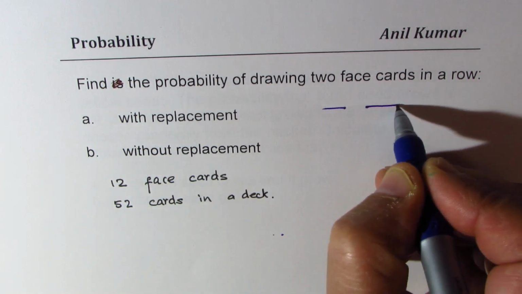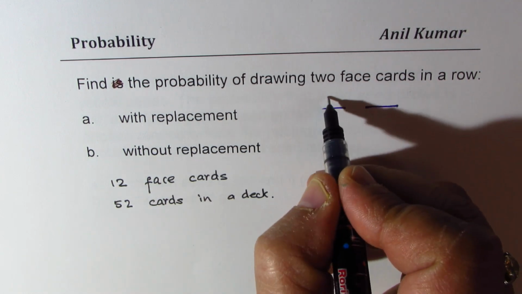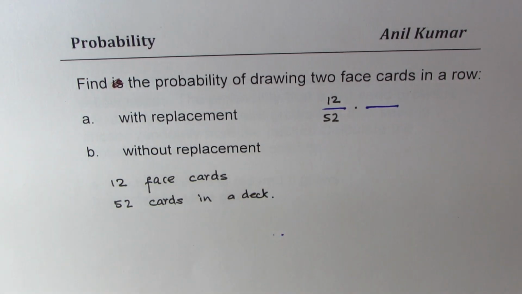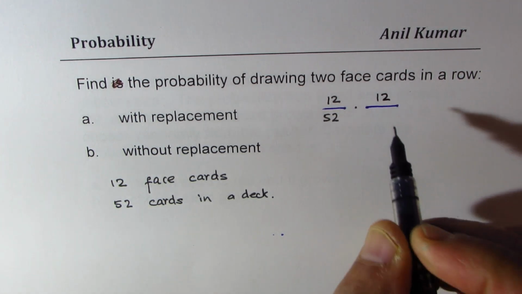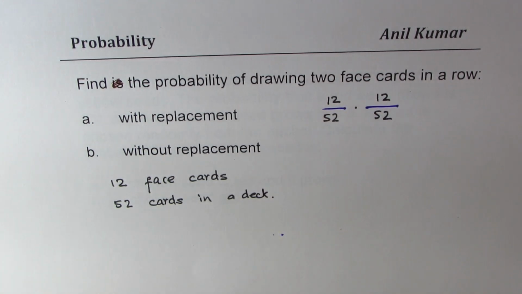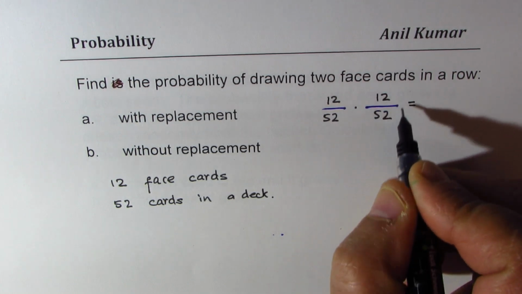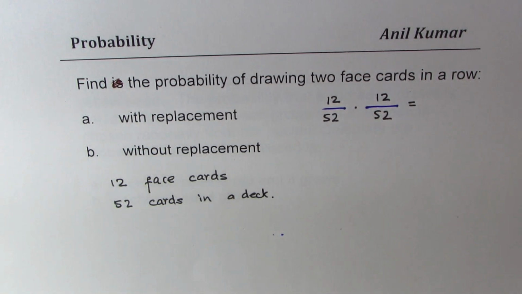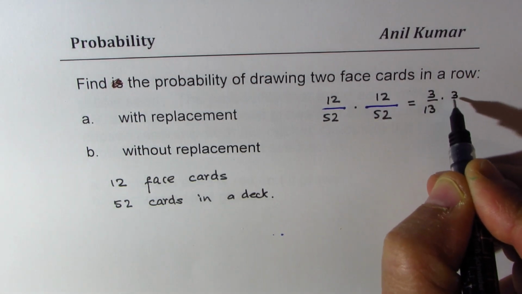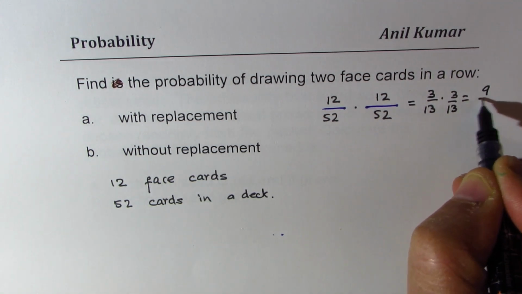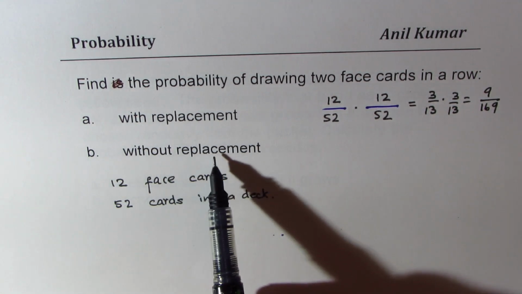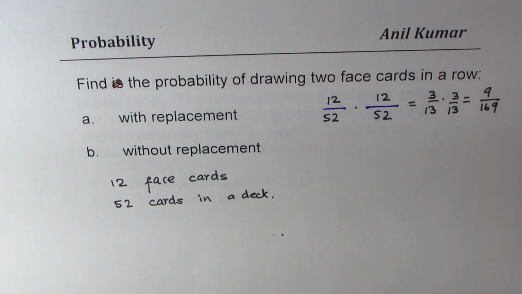So in the first case, when it is with replacement, since there are 12 face cards, you could do 12 and we have 52 to select from. And second, now we have done the replacement, so we could again select out of those 12, right? Since the card which was drawn has been replaced, that becomes our solution. Perfect. So you could simplify this particular answer, you can divide like this, 3 over 13 times 3 over 13, which is 9 over 169. Okay, so that becomes your solution. Now, in case the replacement is not there, in that case, the scenario changes a bit.